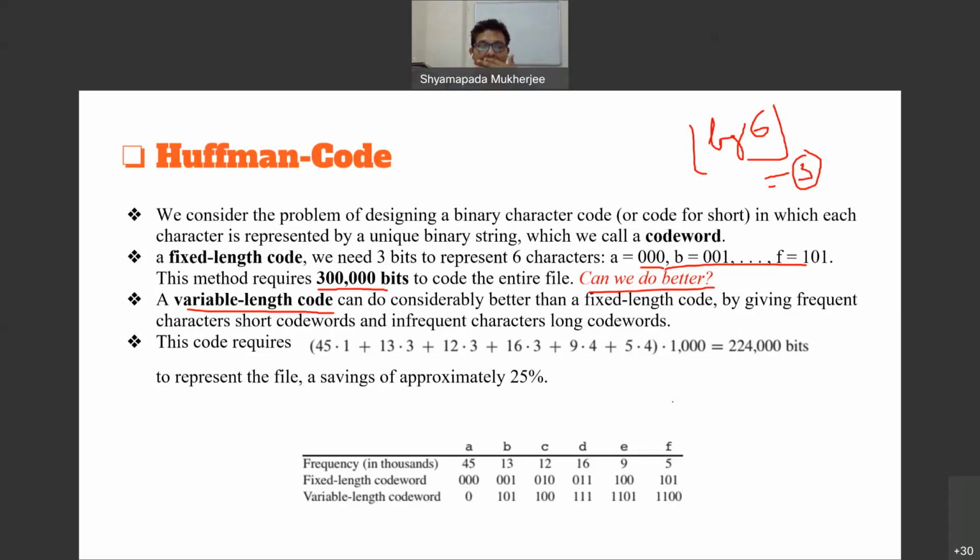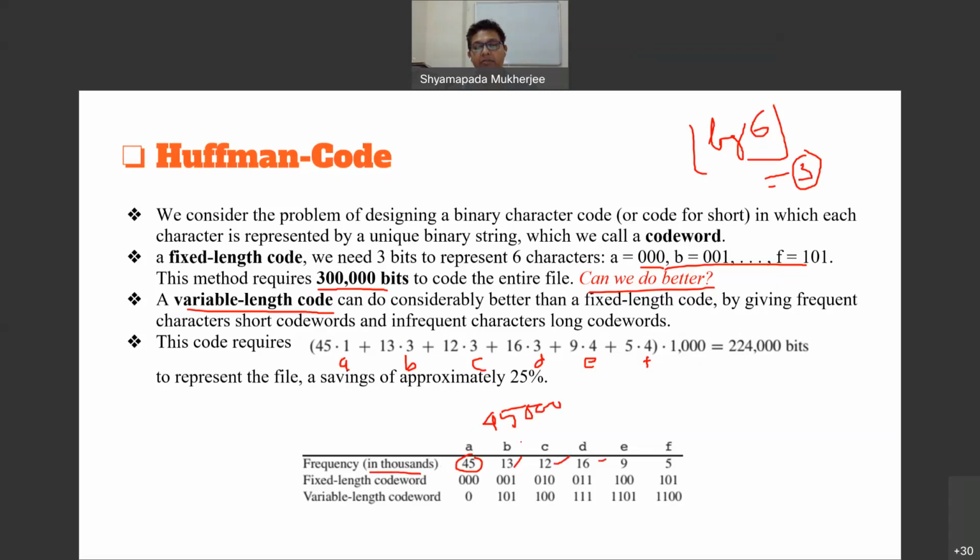So here, suppose for different characters, A is represented by 1 bit, B by 3 bits, C by 3 bits, D by 3 bits, E by 4 bits, and F also by 4 bits. And their frequencies are reported here: A is present 45 times, that means 45,000 times, so in thousands. Then 13, 12, 16, and so on.